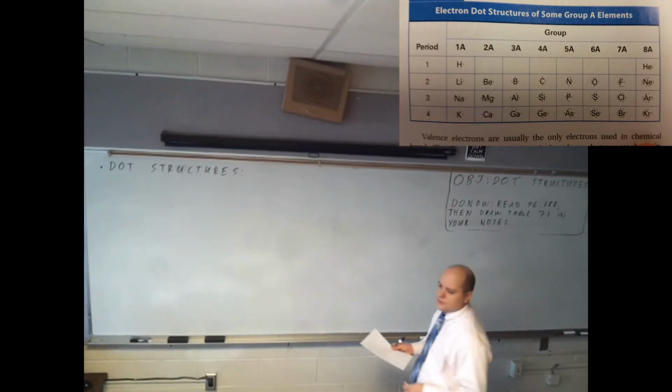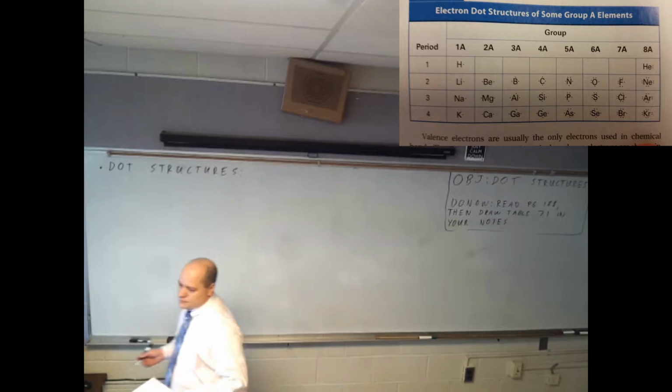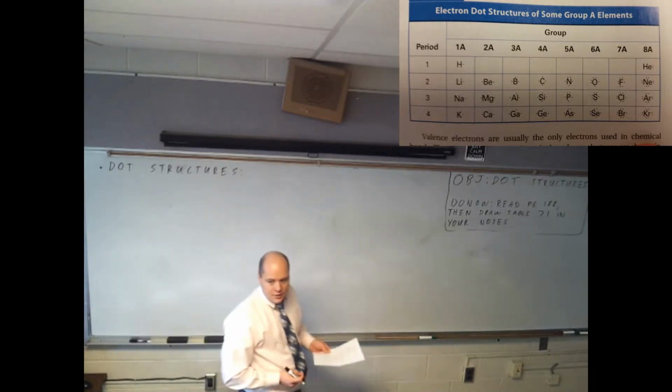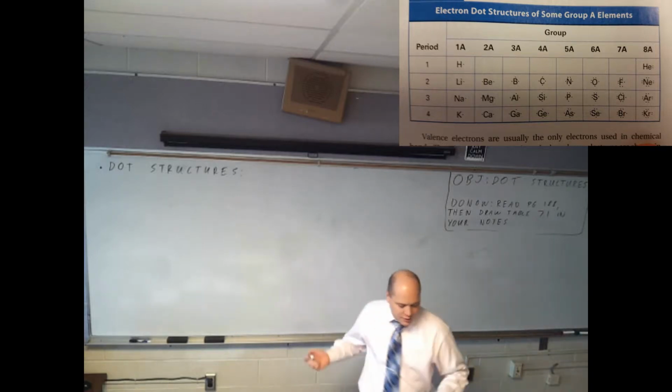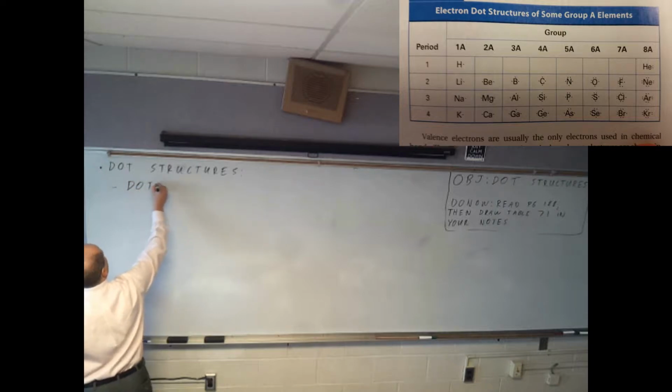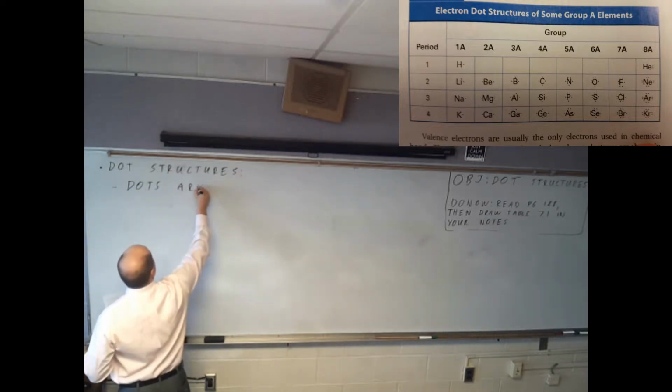All right, so what are the dots in this table? Electrons? Which electrons? Valence. Yeah, the dots are valence electrons. That's what they are, right? Basically, this is a small periodic table with the valence electrons represented by dots.